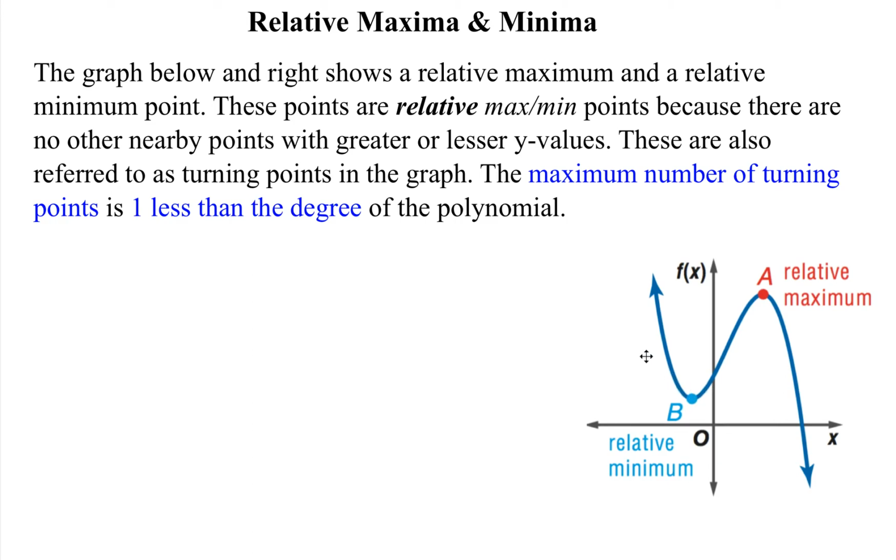So one of the things about our relative maximums and minimums is the number of turning points is always one less than the degree of your polynomial. So you can never have any more than one less than the degree of the polynomial. So if you have a 5th degree polynomial, you can't have more than 4 turning points.